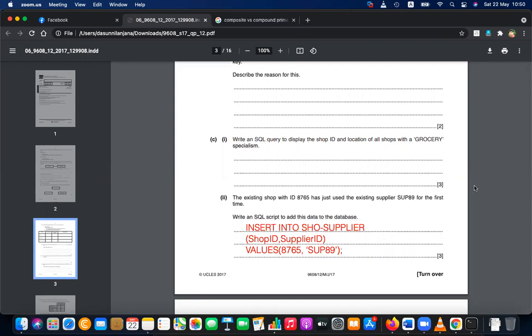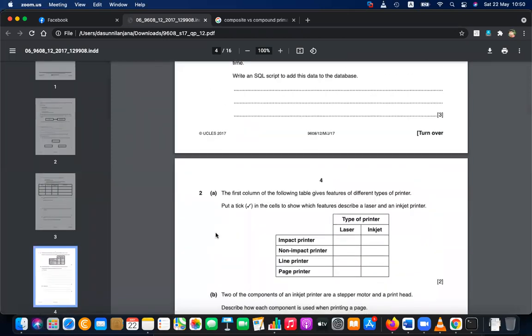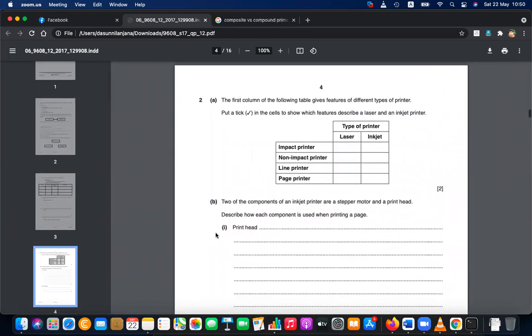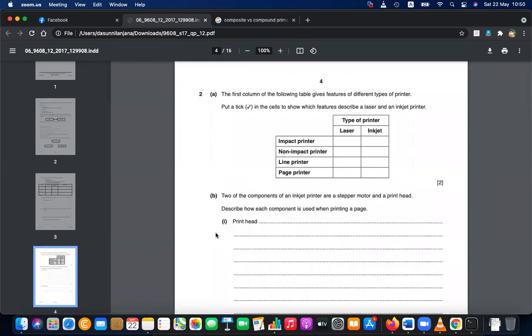Okay, right, this is the answer. Okay, the next question. This is about SQL, and I think that part is over. So then they're asking about the hardware section.